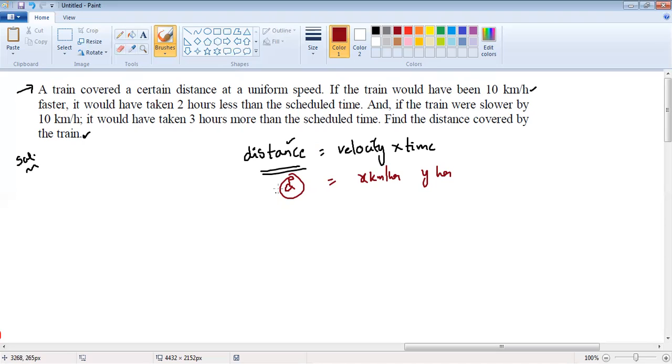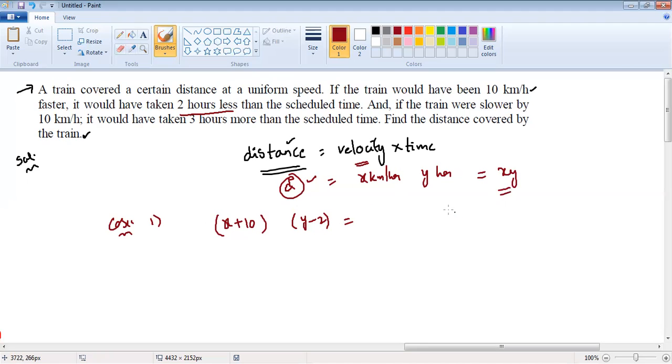Now case one. In case one, the distance is common. What happens to the velocity? The speed of the train is 10 kilometers per hour faster, so now the speed will be x plus 10. And it will have taken 2 hours less, which means y minus 2. Then the distance is equal to xy.